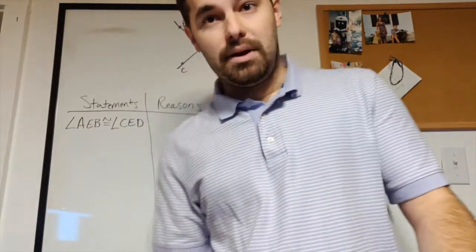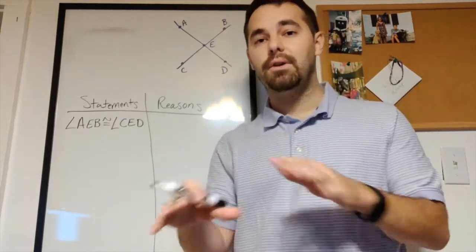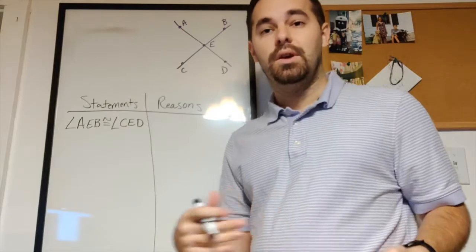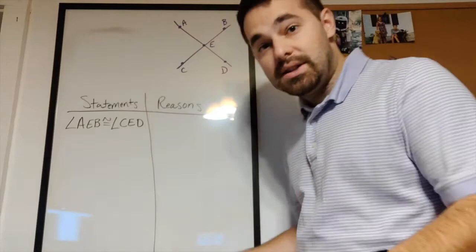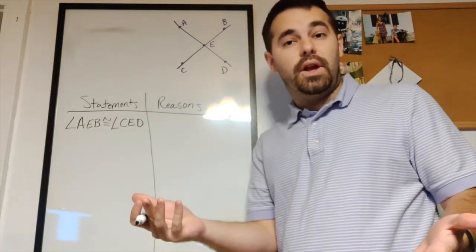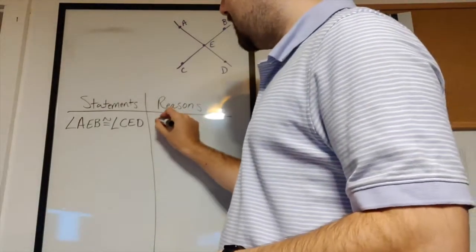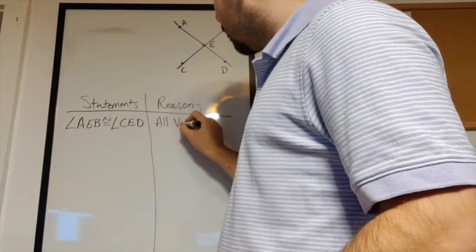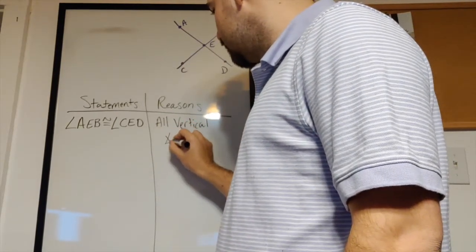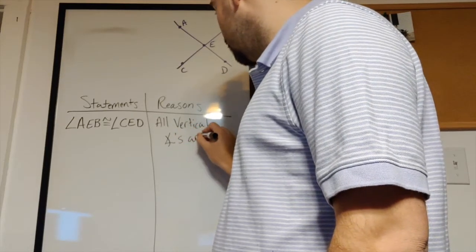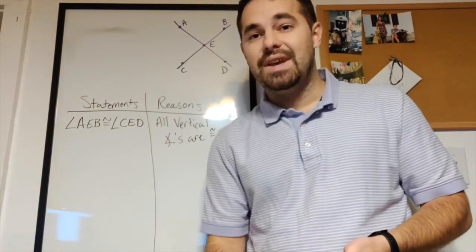Anytime we make a statement about something, we have to back up why it's true. We have to give an explanation. Every statement needs a reason. So the reason why AEB is congruent to CED is because they're vertical angles, and all vertical angles are congruent. So we're going to take that reason and put it into our chart and say all vertical angles are congruent. If you know a symbol, you're more than welcome to use it in your chart.